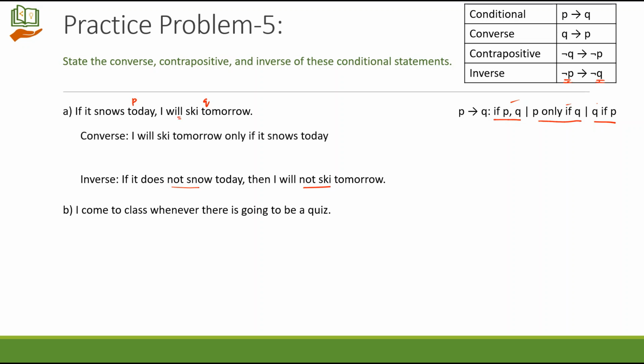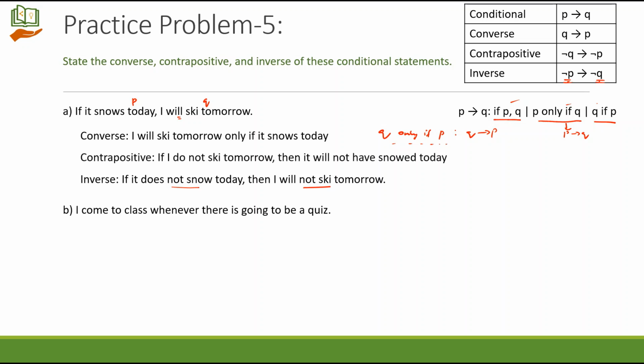What about converse? So this is in the form of P only if Q. Now how should you change for converse? Q only if P. This will be equal to Q implies P, and this is equivalent to P implies Q. Now you have to change it in this form. I will ski tomorrow only if it snows today.